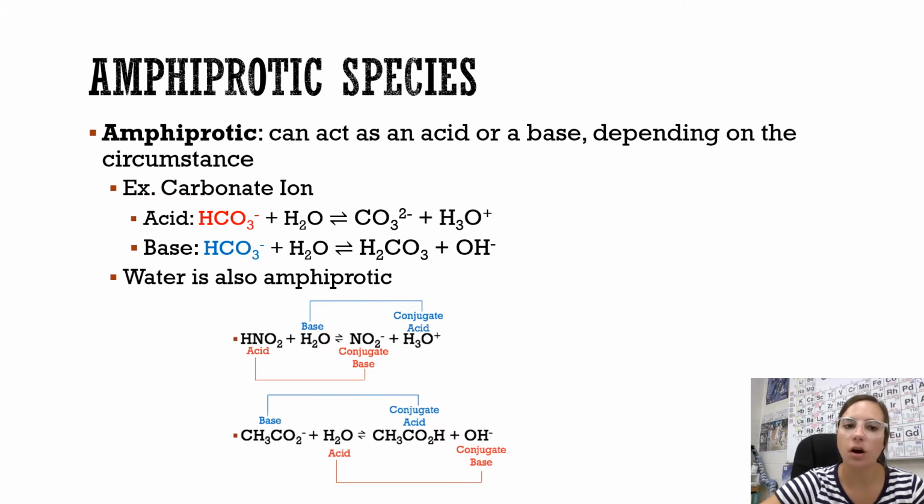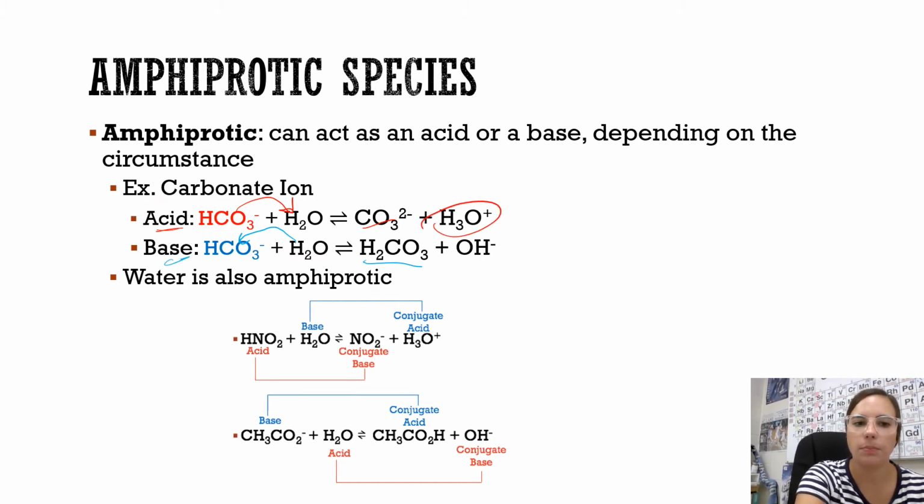So an example of this is the carbonate ion. And here I just showed both of them with water for ease of an example. So you can see how it's the same compound acting as an acid or a base with the same partner. So here, if HCO3 minus, the carbonate ion, is going to be an acid, it donates a hydrogen to become CO3 2 minus. But it can also act like a base by accepting a hydrogen and becoming H2CO3. And notice when it acts like an acid, it makes hydronium. When it acts like a base, it makes hydroxide.